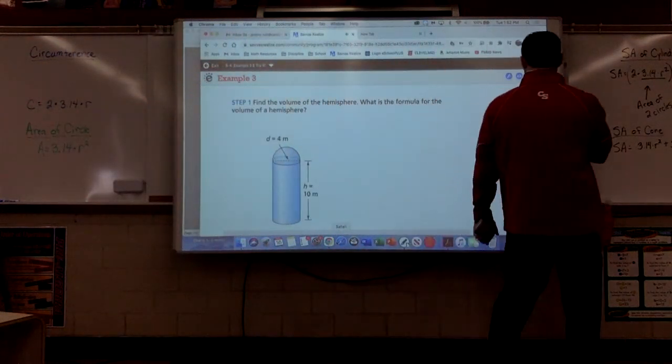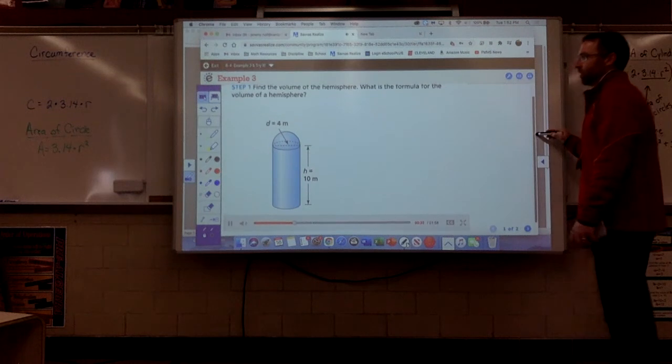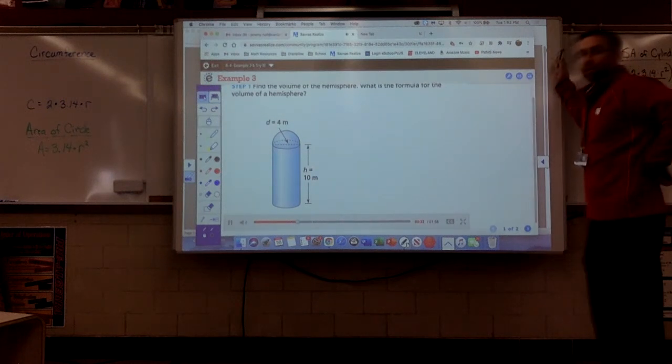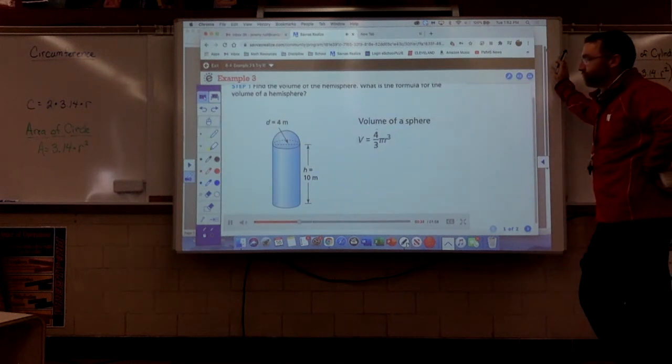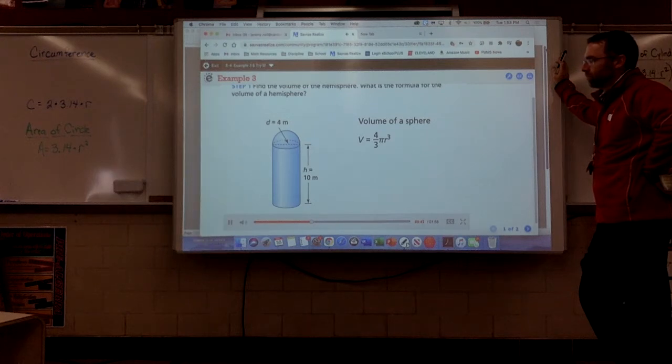To begin, find the volume of the hemisphere. A hemisphere is half of a sphere. The formula for the volume of a full sphere is 4/3 times pi times the radius r cubed. What is the formula for the volume of a hemisphere?